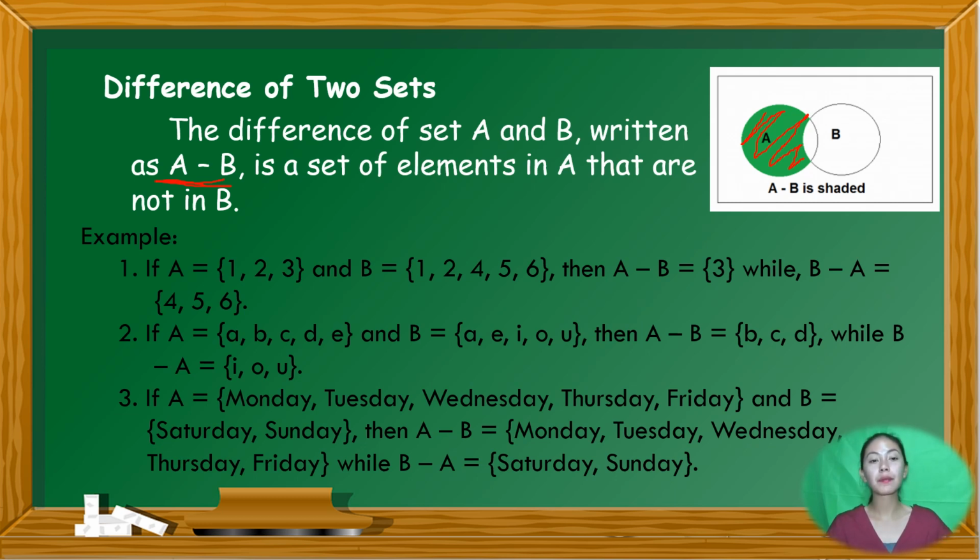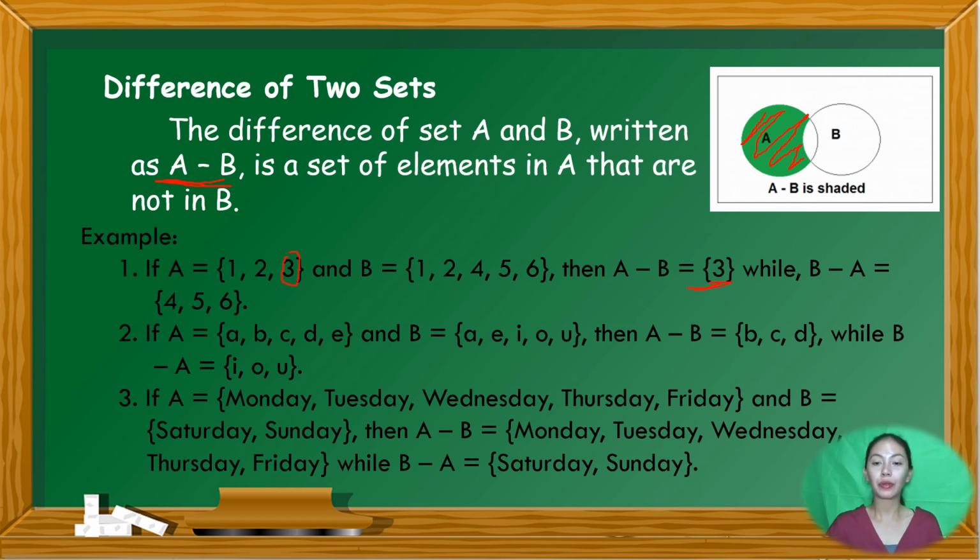Okay, examples. If set A with elements 1, 2, 3 and set B with elements 1, 2, 4, 5, and 6. So then, A minus B is, okay, so A minus B is 3. Why is it nga 3 man? Now look at the elements in A. We have 1, 2, 3, and in B we have 1, 2, 4, 5, and 6. Now what are the elements nga naa ni A nga wa ni B? No? So only 3. So that is why the difference of A minus B is 3.